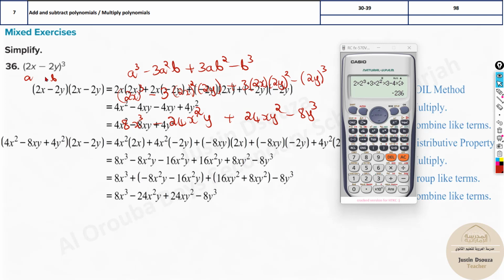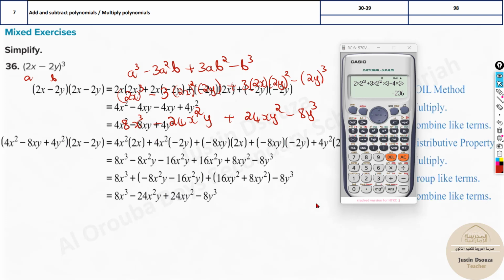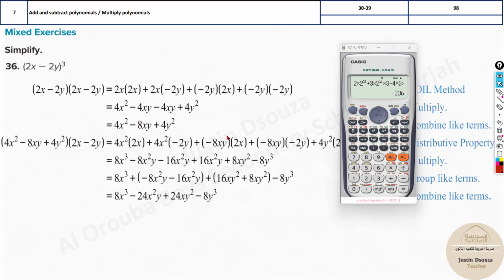So you can see how much time and space you can save, right? Just 3 lines. Look at this, all these things. So this is why these formulas, these identities are very, very helpful. This is the a minus b the whole cube formula.